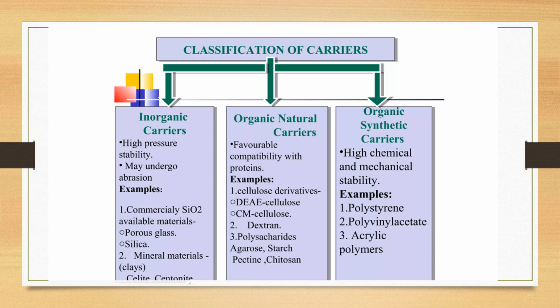Inorganic examples include silicon dioxide, porous silica, glass, and mineral materials such as selenite and xenonite. All these carriers have high pressure stability. Sometimes they may undergo abrasion. That is one of the disadvantages. Organic natural carriers have compatibility with proteins: cellulose derivatives, dextran, polysaccharide. Then the combination of synthetic and organic carriers have high chemical and mechanical stability: polystyrenes, polyacetates, acrylic polymers, etc.